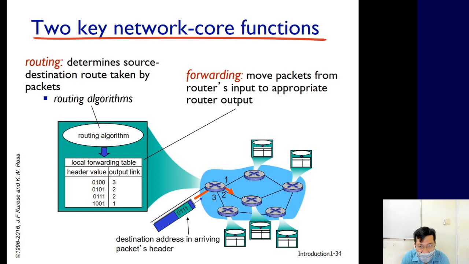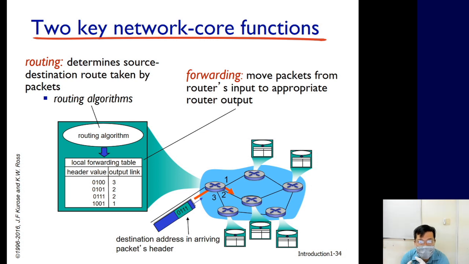Forwarding is just the action of moving packets from the router input to the appropriate router output following the forwarding table. In this illustration, a packet with a destination address arrives at the router, and the router looks up the forwarding table. You see that this destination address corresponds to the third entry in the forwarding table, so the appropriate output link is number 2. In the figure, this packet is forwarded by the router to link number 2.